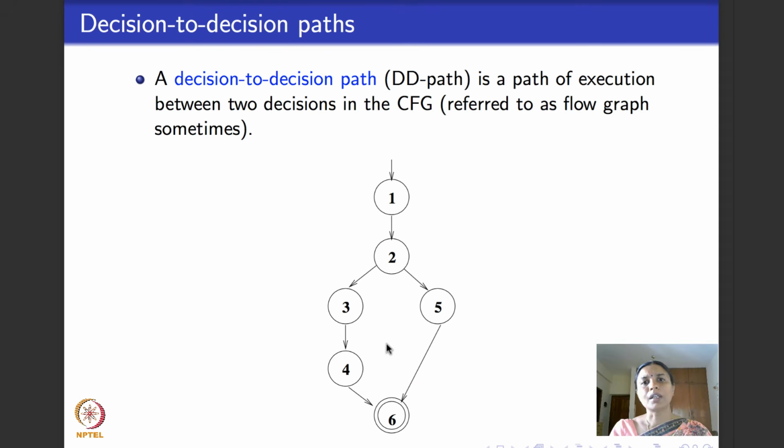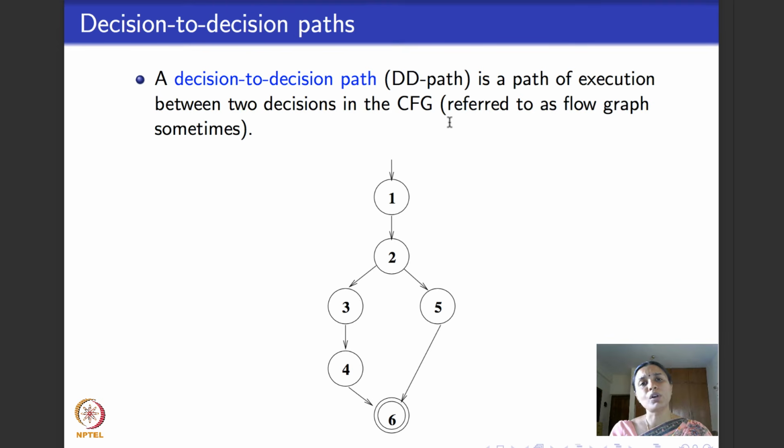Right? So the last one that I wanted to deal with, another popular term that has been used in testing, is what is called a DD path, or a decision to decision path. This is different from basis paths or linearly independent paths or from branches or from any of the kind of paths that we have seen throughout the span of this course. So in short, what is a DD path? A DD path is a path of execution between two decisions in the CFG.